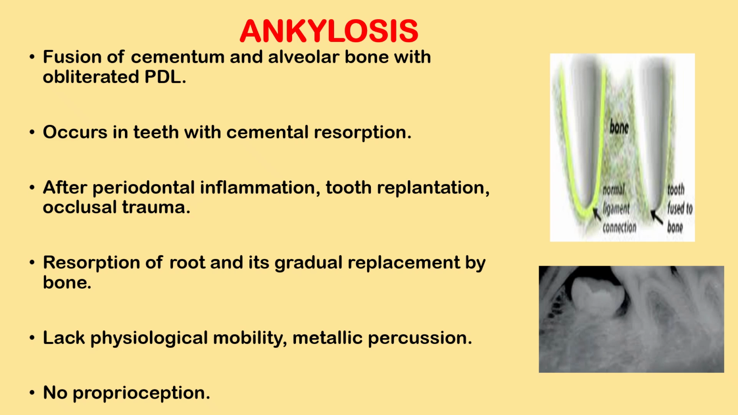Next is ankylosis. Ankylosis is the fusion of cementum with alveolar bone, resulting in the loss of periodontal ligament space. It mainly occurs in teeth that have undergone cemental resorption after periodontal inflammation, trauma, tooth replantation, or excessive occlusal force. Over time, the root may resorb and be replaced by bone, which can lead to absence of physiologic mobility, lack of metallic percussion sound, and no proprioception because the periodontal ligament is no longer present in the tooth.